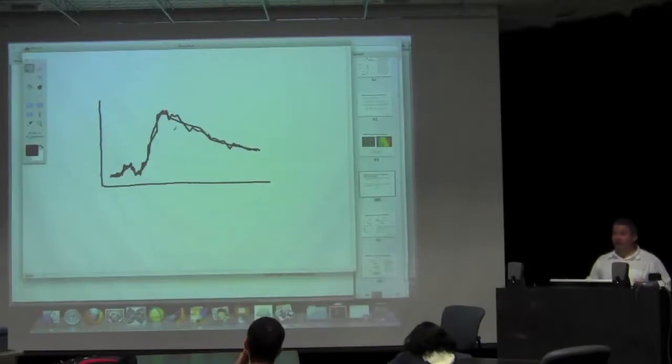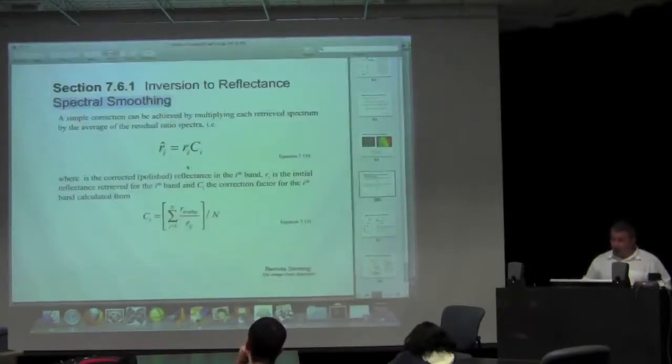You know, those two should be the same. So what you can do is compute from R, let's see, make sure the terms are right here. R is the initial reflectance retrieved. All right, so R is what we retrieve. R hat here is going to be the spectrally polished signature, the one that's been smoothed.